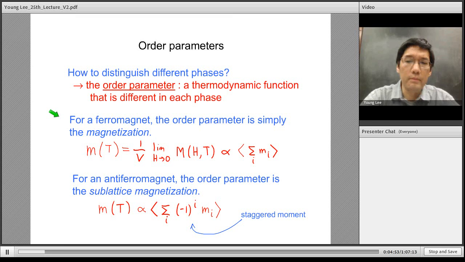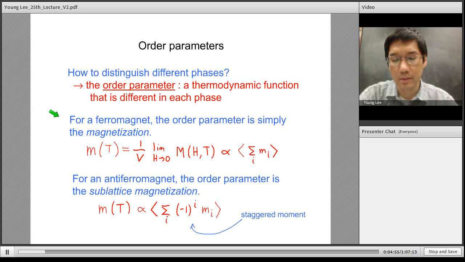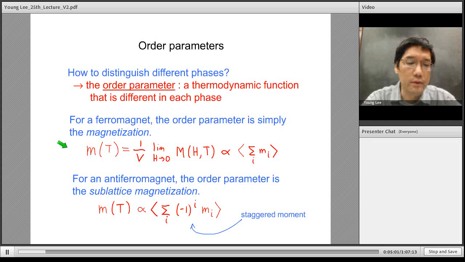So for the ferromagnet, you could probably have guessed what the order parameter is. We can just take the magnetization. And we know that the magnetization can depend on temperature and field, so we'll just take the H goes into 0 limit. And this magnetization is just, you can think of the thermal average of summing all the moments.